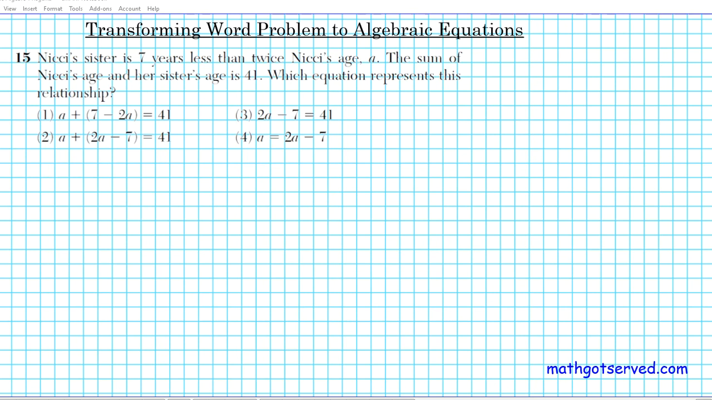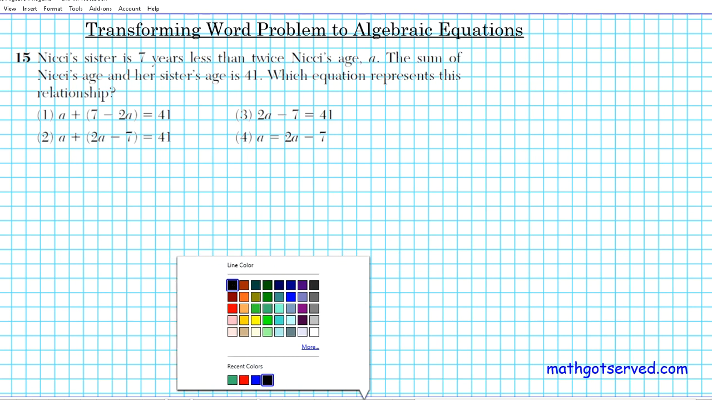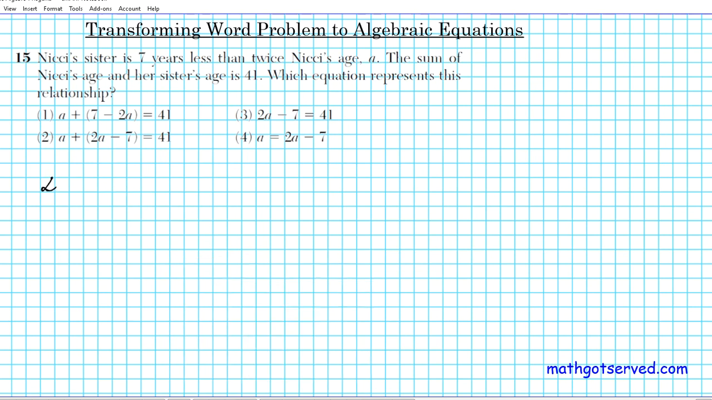Alright, so let's start by declaring the variable that was already declared for us, which is what niece's age is. So let niece's age be A. That's going to be the foundation for our equation. Now her sister's age is defined using niece's age. That's why I called it the foundation.